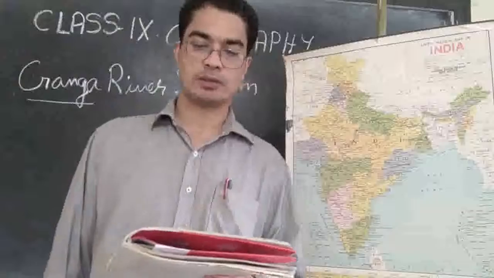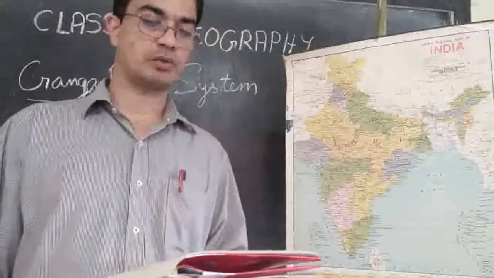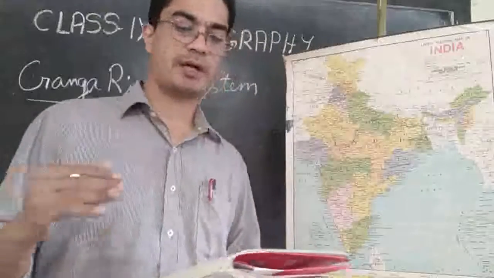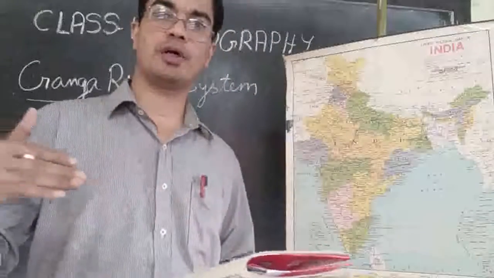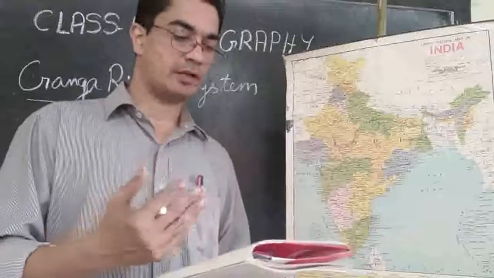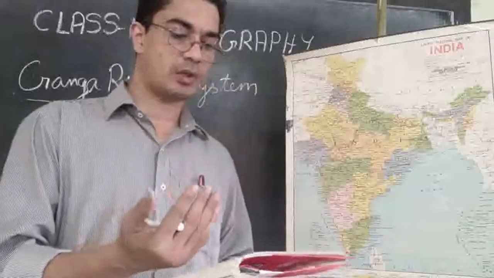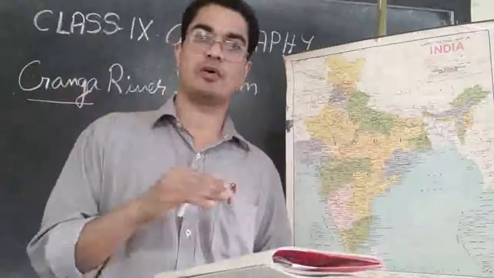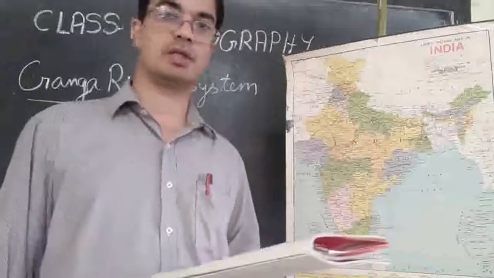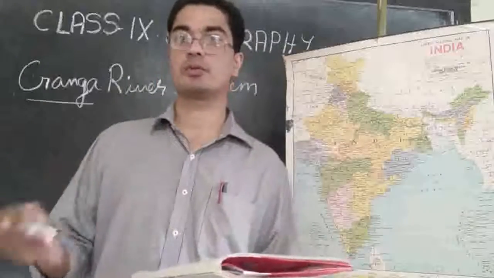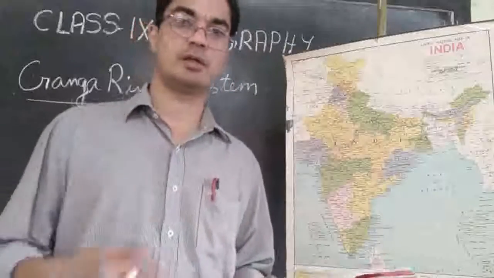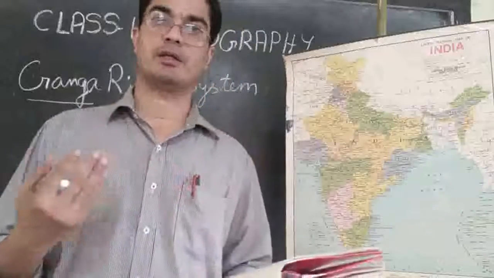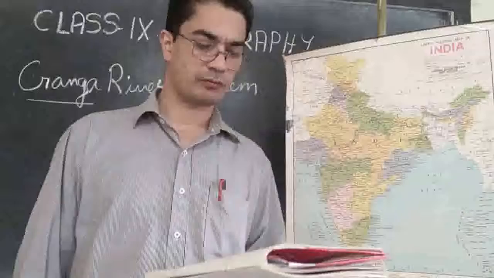At Haridwar, the Ganga emerges from the mountains onto the plains. So till Haridwar, it is flowing through the mountains, and then when it is reaching Haridwar, it is emerging, it is coming out from the mountains and flowing through the plain area. So till that time it is flowing through the mountains. Then when it is reaching Haridwar, it is entering into plain areas.